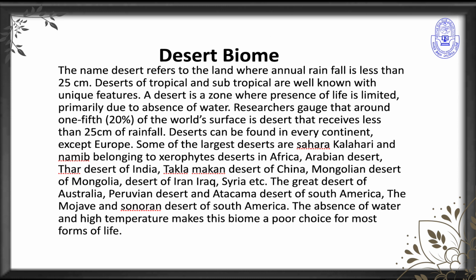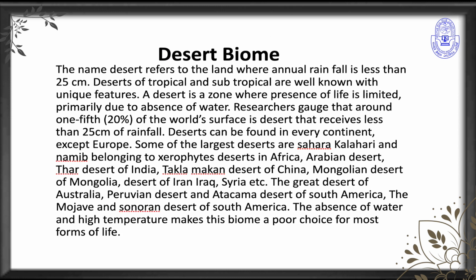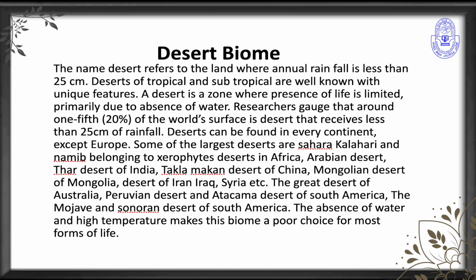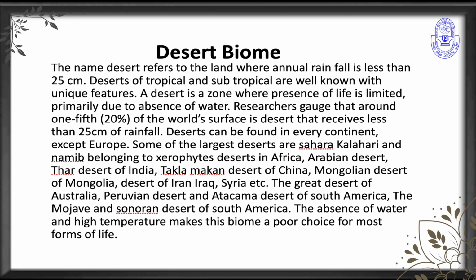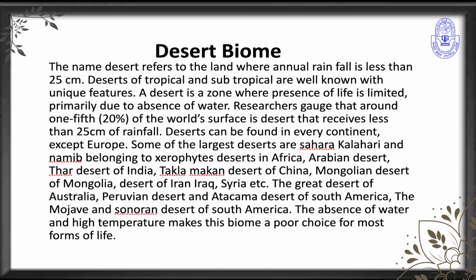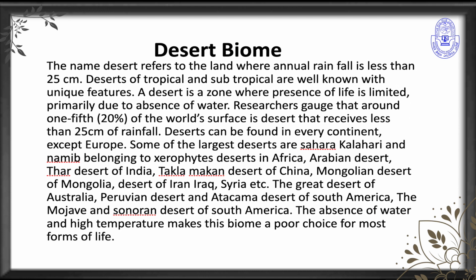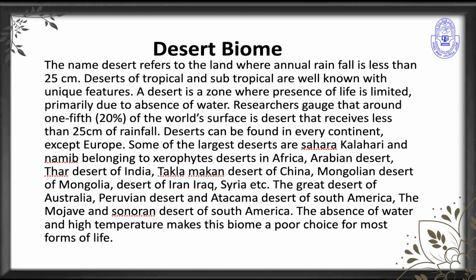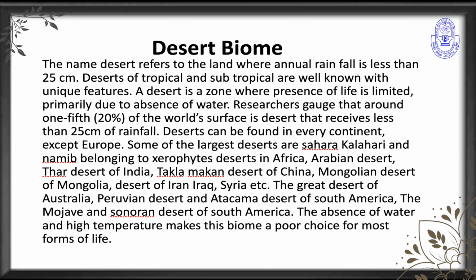The desert biome. The name desert refers to land where annual rainfall is less than 25 centimeters. Deserts of tropical and subtropical regions are well known for their unique features. A desert is a zone where the presence of life is limited primarily due to absence of water. Researchers estimate that around one-fifth of the world's surface is desert that receives less than 25 centimeters of rainfall. Deserts can be found on every continent except Europe.